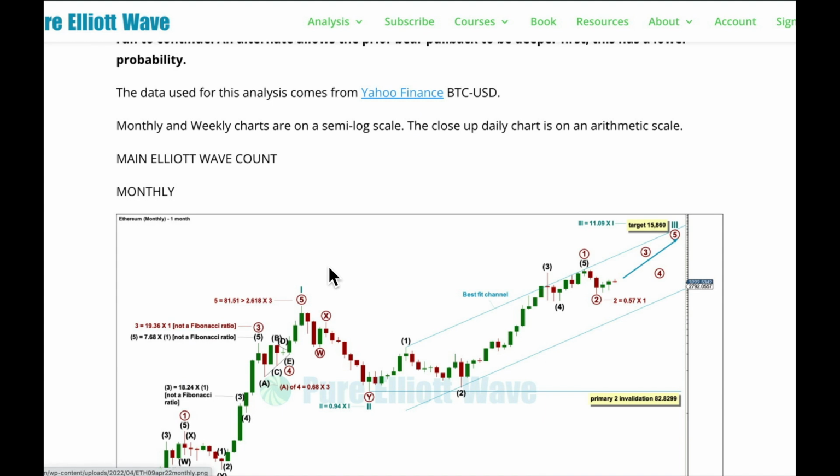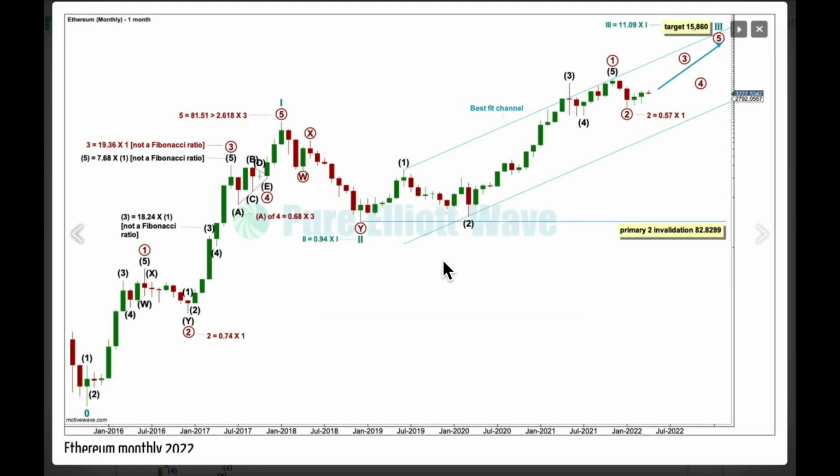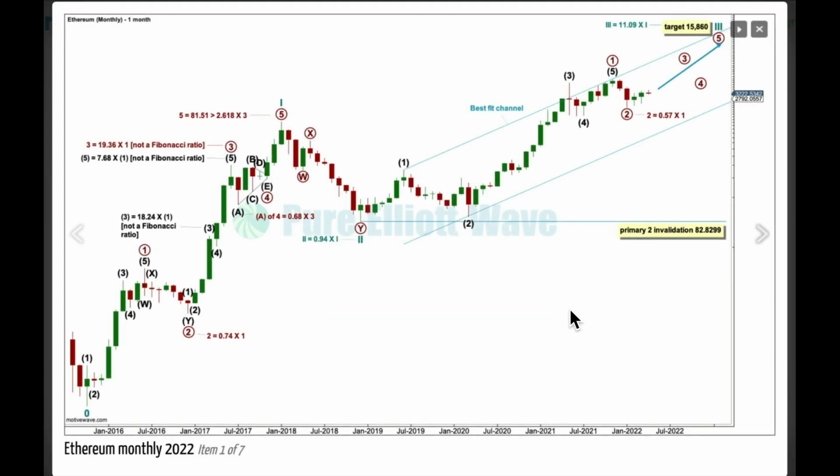Elliott Wave analysis first, classic analysis last. And in this analysis, I'm going to take a look at the past depths of bear markets for Ethereum and the past lengths of bull runs for Ethereum compared in Elliott Wave terms to their prior actionary waves.